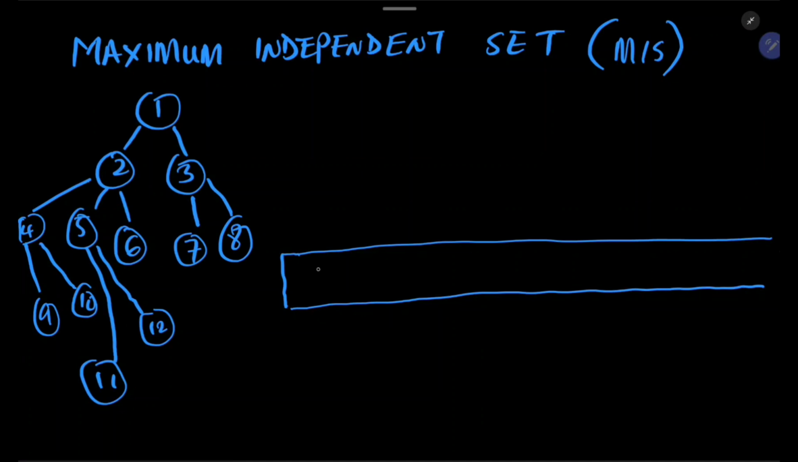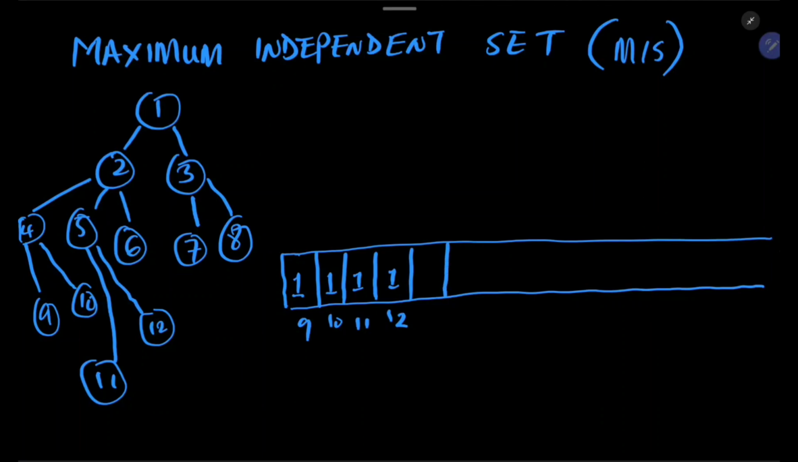So let's start from 9. At node 9, we have just 1 vertex. At node 10, we have just 1 vertex. We'll do the same for all of the leaf nodes. At node 11, we have just 1 vertex. At node 12, we have just 1 vertex.